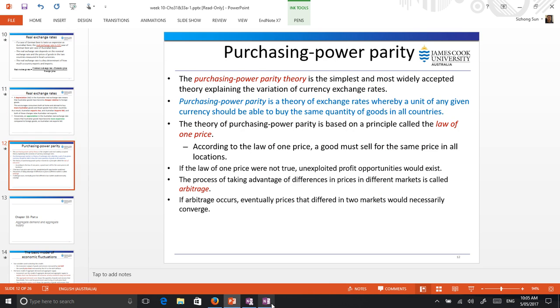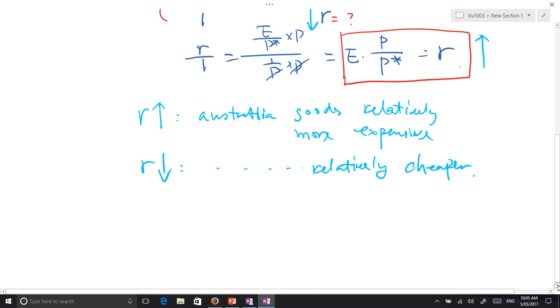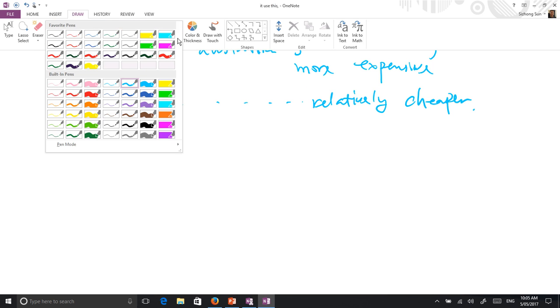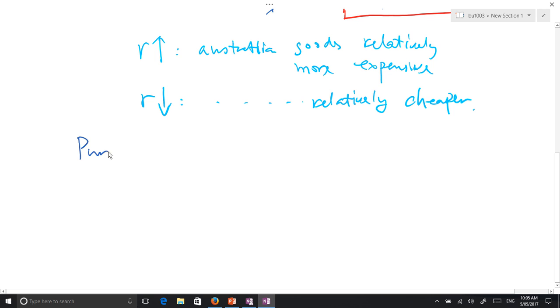Okay. So you might be wondering why 1 Australian dollar should exchange for 0.74 US dollar in the market. There's one theory that tries to explain this. It is called purchasing power parity, or PPP.